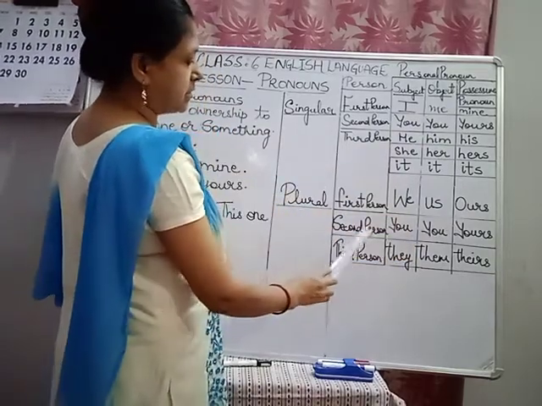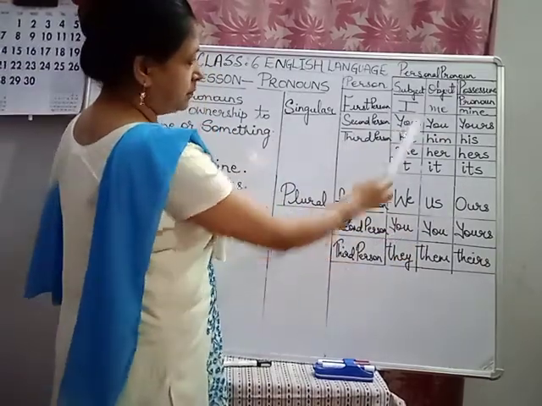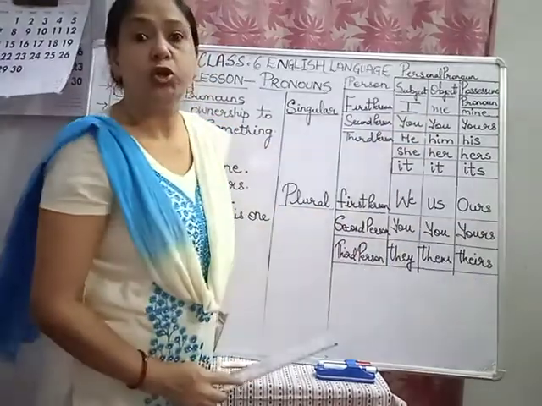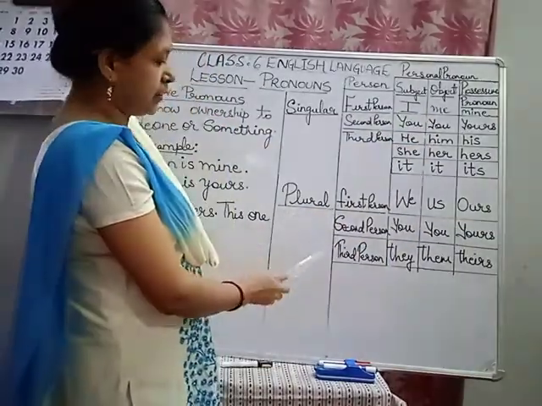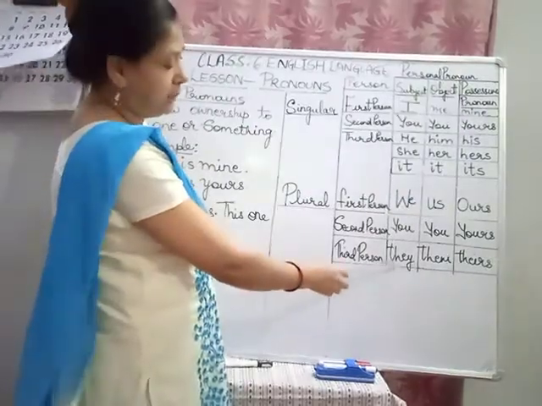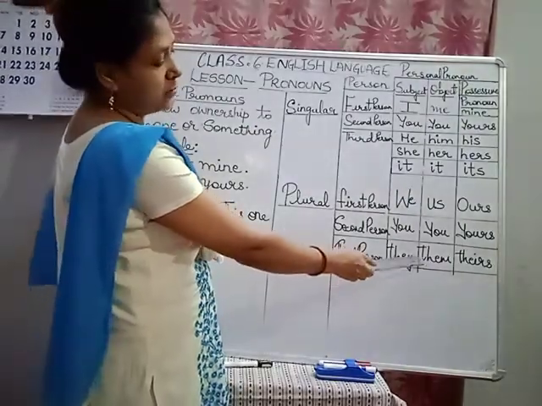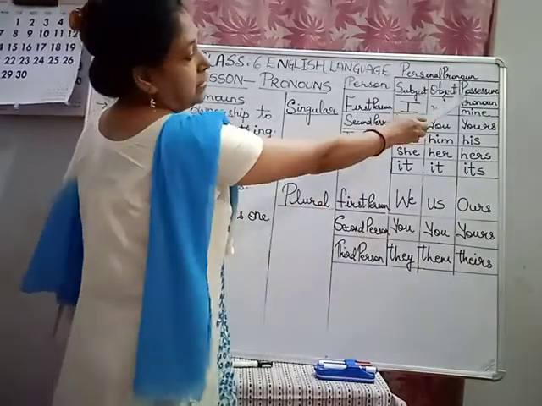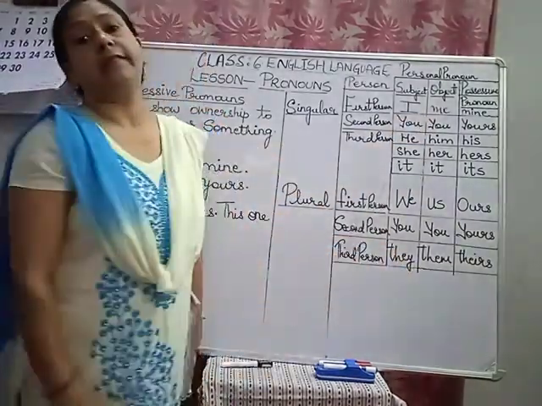Plural in the second person was you. The object was you, but in the possessive pronoun it is yours. Plural in the third person was they. The object was them. Plural in the third person in the possessive pronoun is theirs.